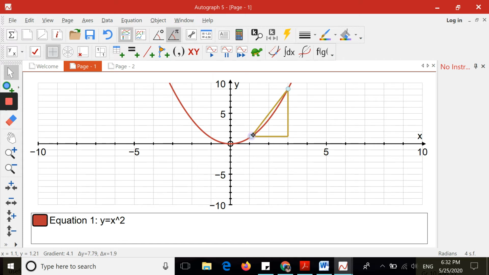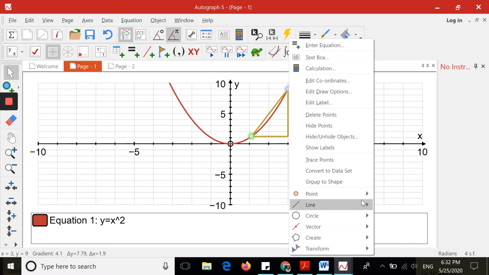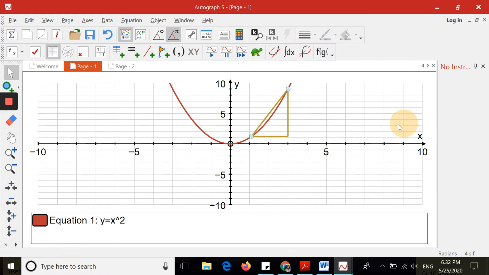Now, after you got these 2 points, you need to select this point and then press shift and select the other one, and then you right click and go to line and choose gradient, and then you will see the right angle triangle. After that, if you look at here, y is equal to x squared, the equation is given here.